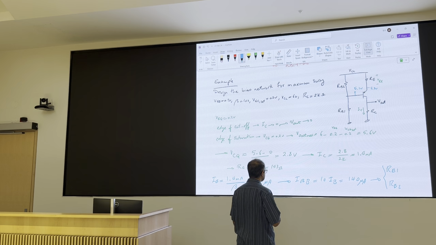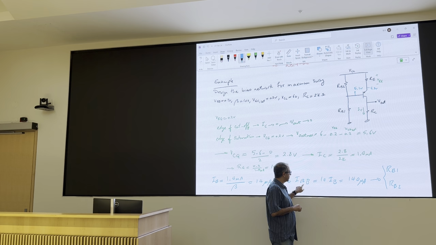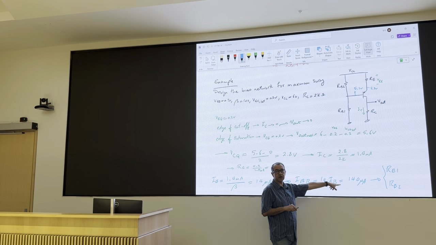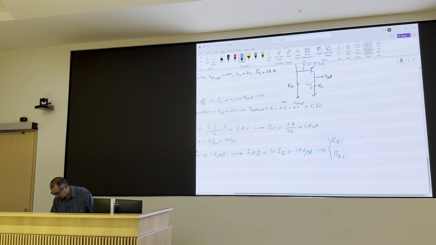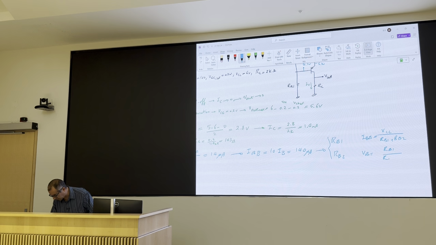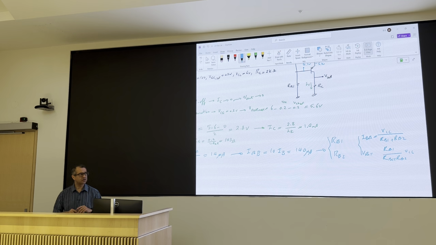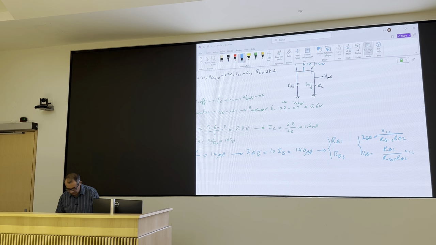So IB is 14 microamps. I assume the divider current to be 10 times IB, so I_DIV would be 140 microamps. And then I have two equations to find RB1 and RB2. One is I_DIV is equal to VCC over RB1 plus RB2. And the other one is that VB is equal to RB2 over RB1 plus RB2 times VCC. So two equations, two unknowns. I actually have the final values. RB2 is 6.4 kilohms and RB1 is 36.4.